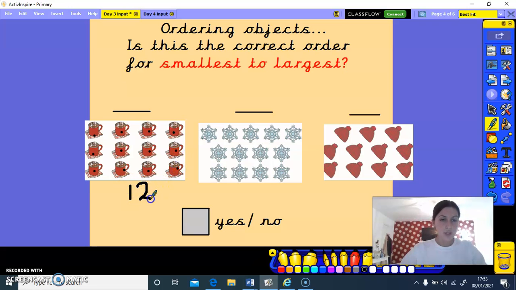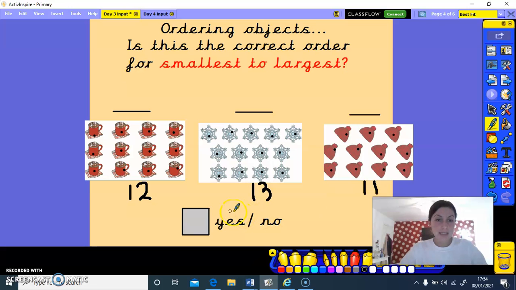Got 12 delicious hot chocolates. 1, 2, 3, 4, 5, 6, 7, 8, 9, 10, 11, 12, 13. So far, so good. As we know, 13 is one more than 12. Let's check the hats. 1, 2, 3, 4, 5, 6, 7, 8, 9, 10, 11. So what do we think? Tick or cross? Has Miss Clark put them in the right order?